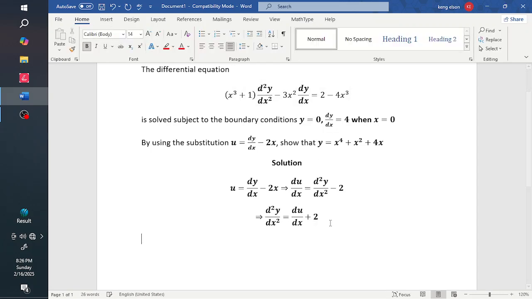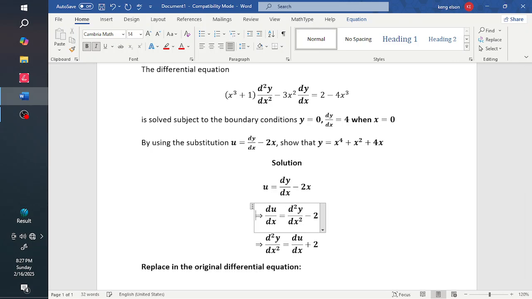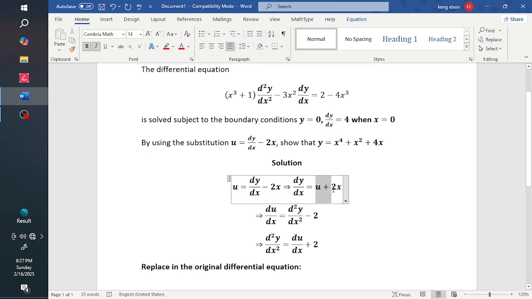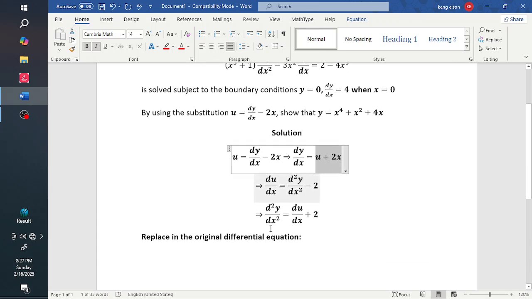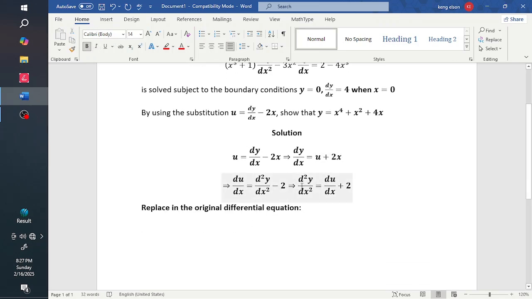So if I replace in the original differential equation, let us see what we obtain. Also let us look for dy by dx. From here, dy by dx is just equal to u plus 2x. So I'm going to replace dy by dx with u plus 2x, and I also replace d squared y by dx squared with du by dx plus 2.